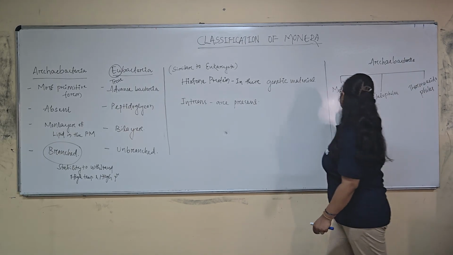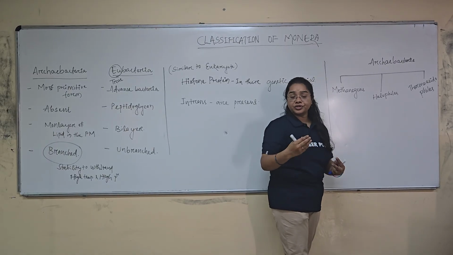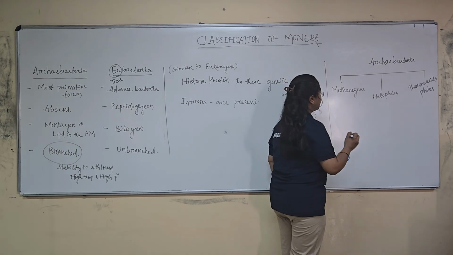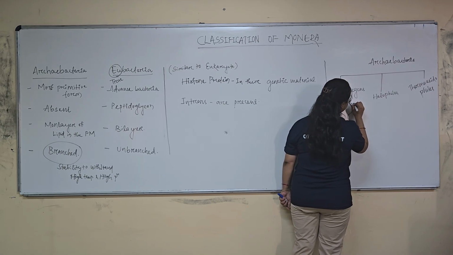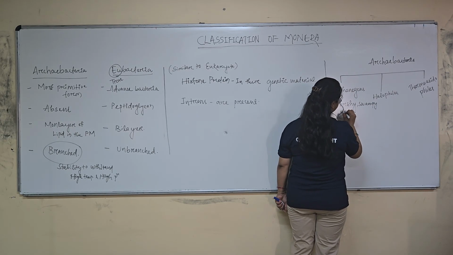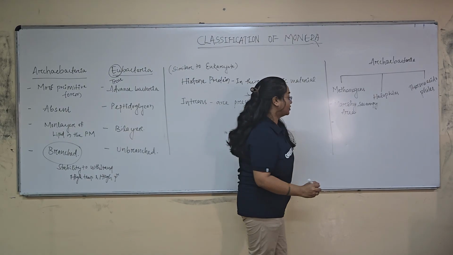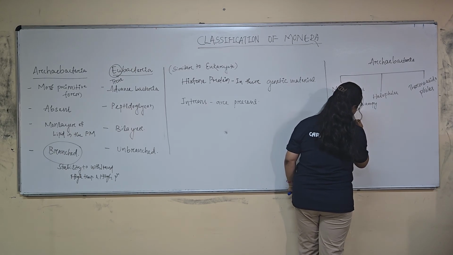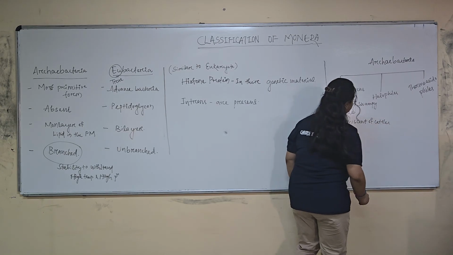Okay, here you can see we have methanogens. Methanogens are bacteria that are mostly found in marshy, swampy habitats. You will find the methanogens in the marshy, swampy area. Also, you will find methanogens in the rumen of cattle.